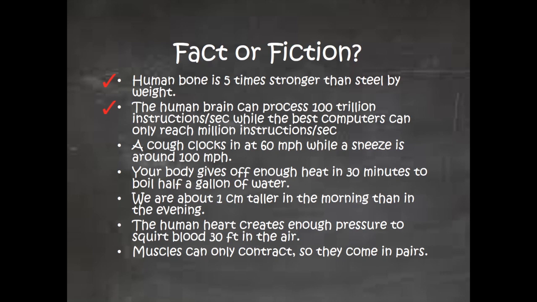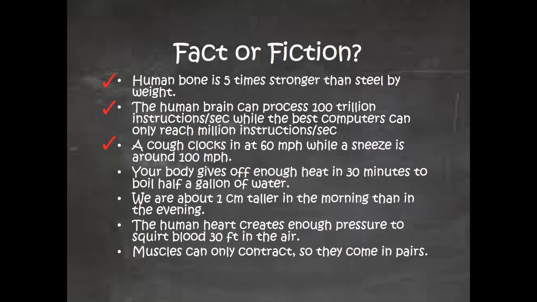Next, a cough clocks in at 60 miles per hour, while a sneeze is around 100 miles per hour. True or false? That's true. So Mother was right when she scolded you for holding in your coughs and sneezes. In fact, the sneeze is so powerful that all of your organs temporarily shut down, which is why you can't keep your eyes open when you sneeze.